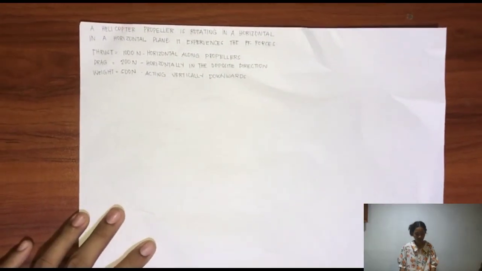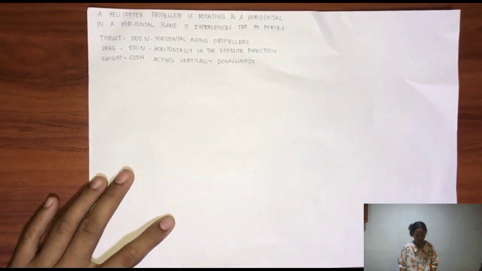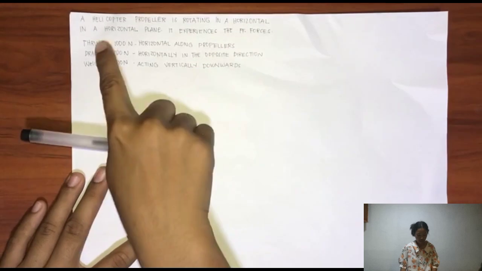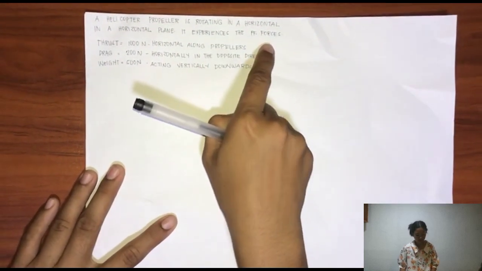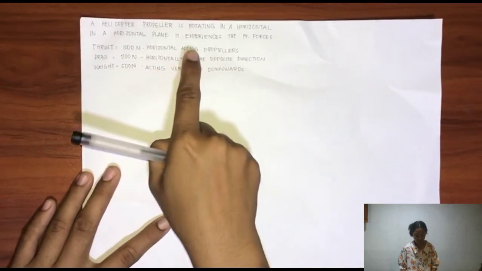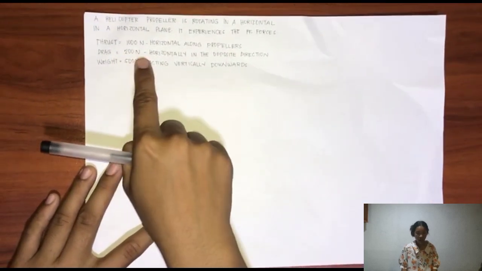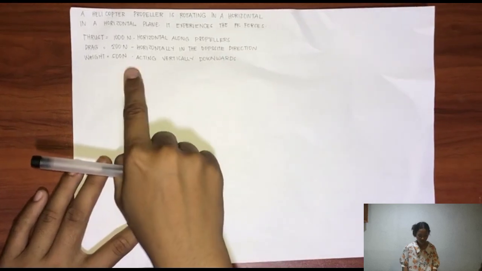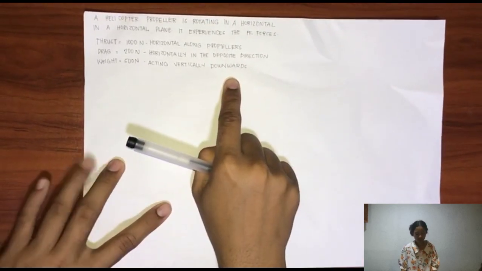The last question, under the moment of non-concurrent non-coplanar forces, is a helicopter propeller rotating in a horizontal plane. It experiences the following forces. Thrust is equals to 1000 Newton horizontal along the propellers. Drag is equals to 200 Newton horizontally in the opposite direction. Weight is equals to 500 Newton acting vertically downwards.